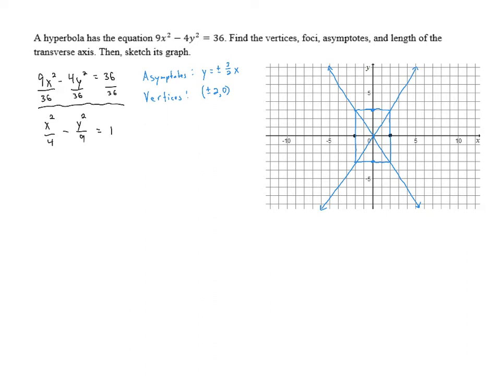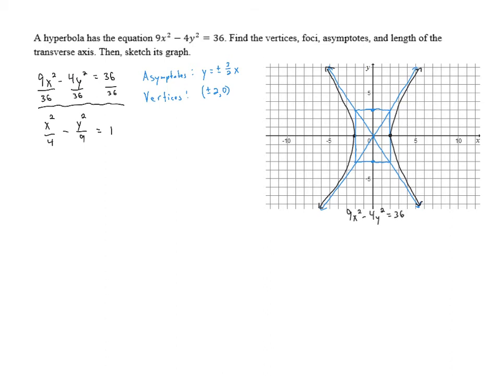So again, for sketching the graph, we start at the vertices, and we draw curves that are tangent to the central box, and then also asymptotically approaching those asymptotes. And the same thing on the other side, up and then down. And so this is the graph of 9x squared minus 4y squared equals 36.